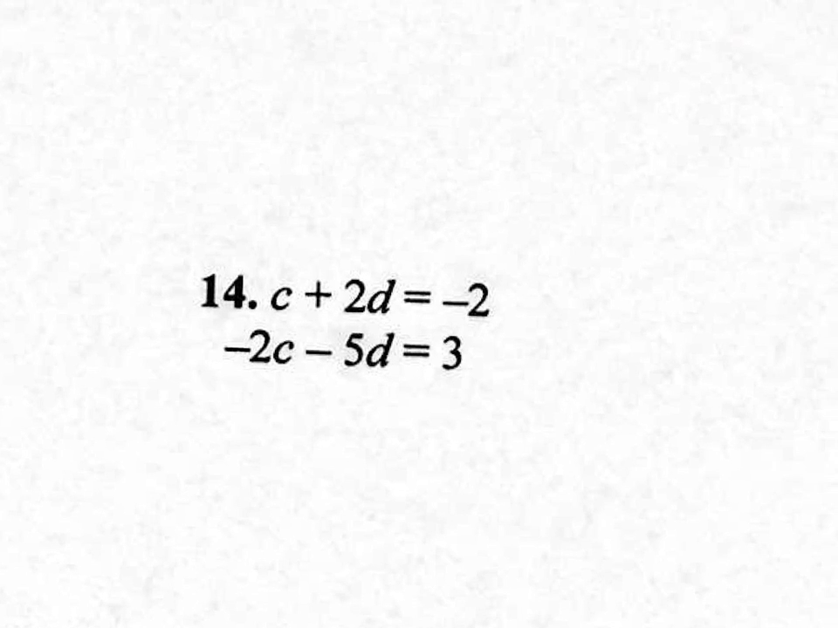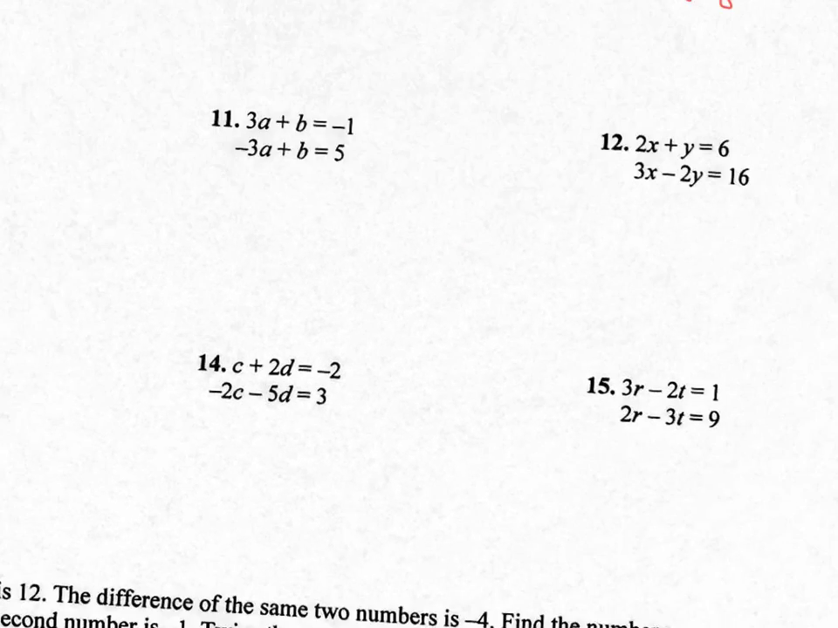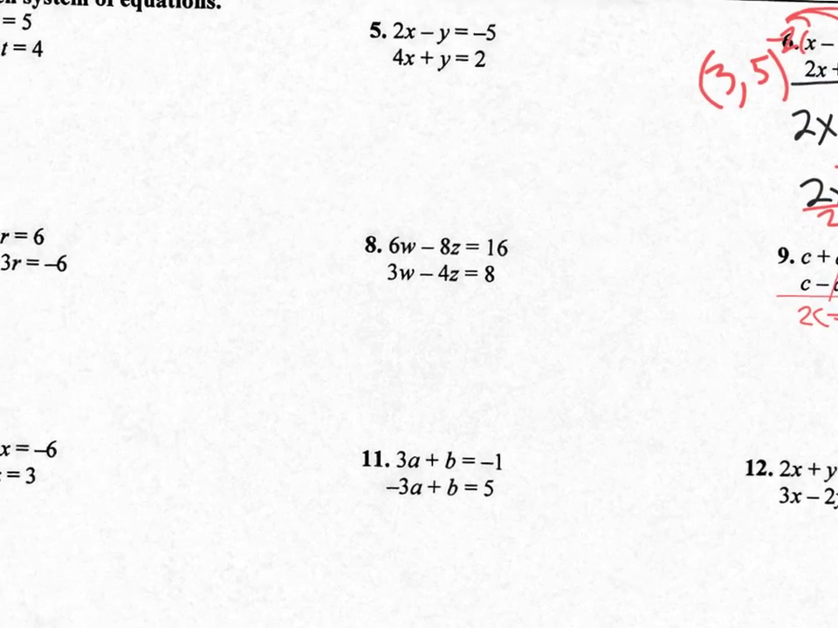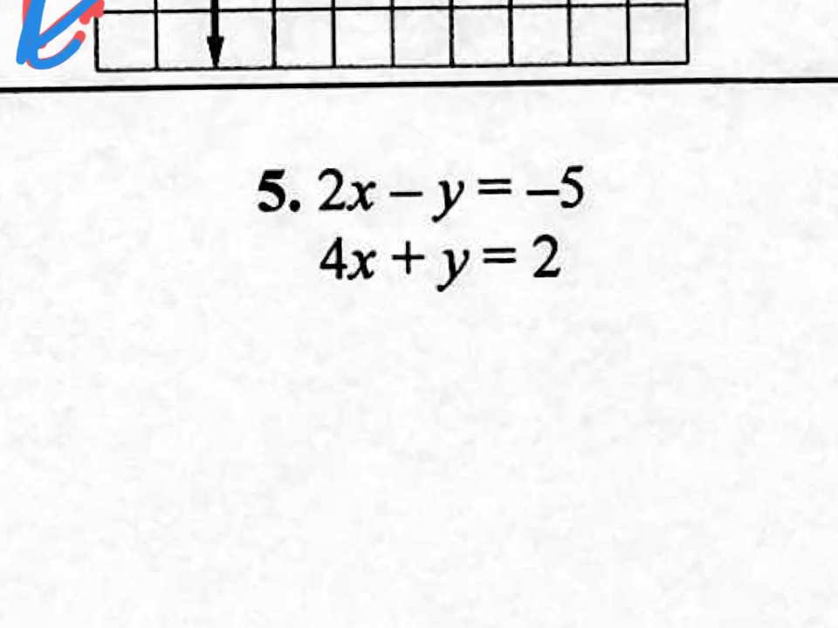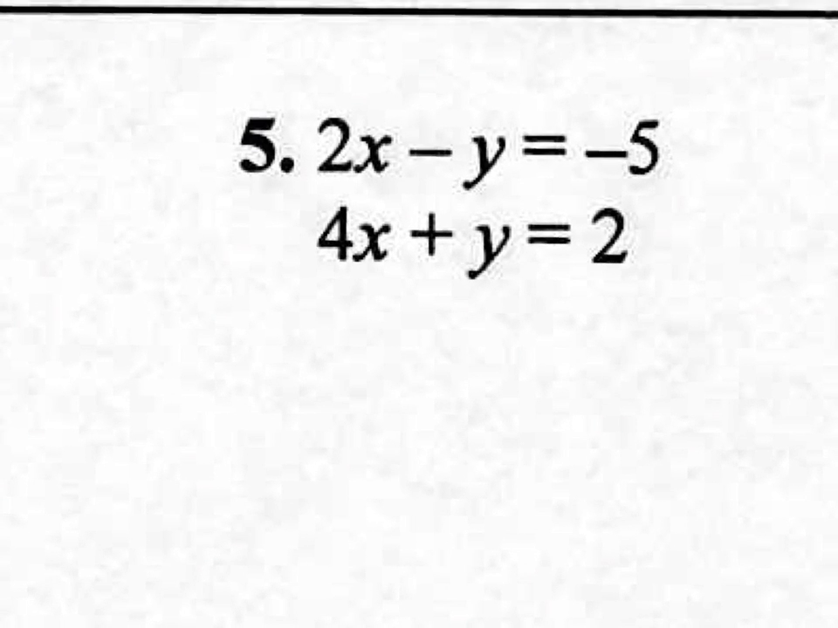Hey, we should probably do number 5. All right, 5. So, we want to cancel out a variable, to eliminate x's or y's. Y's. Why do you pick y's? Because it's already ready to rock, right? All you got to do is combine the lines.